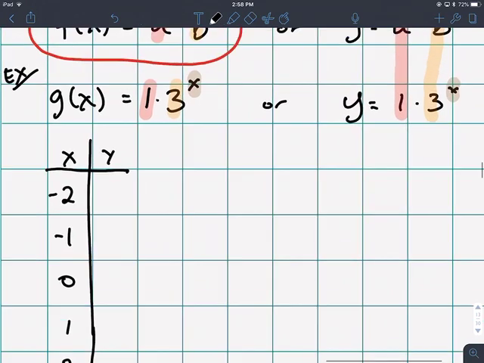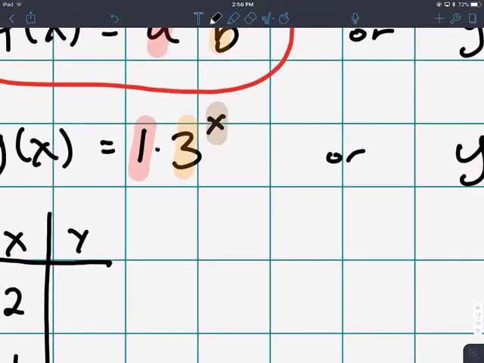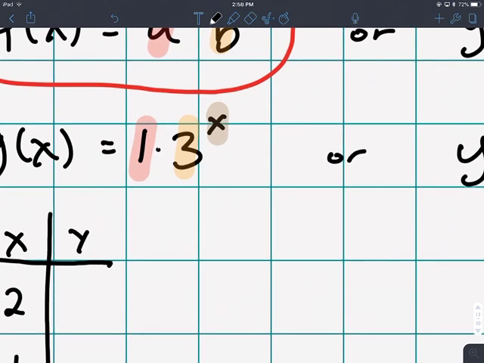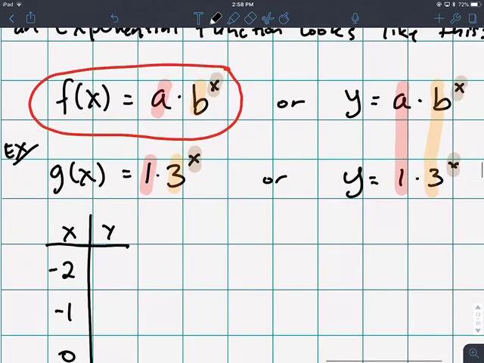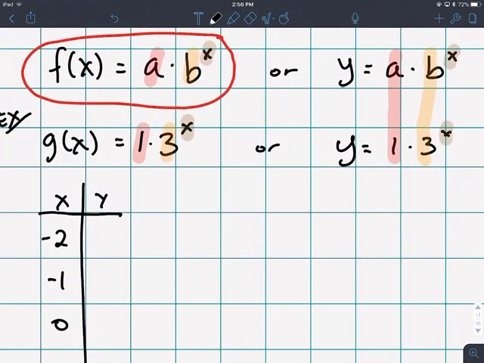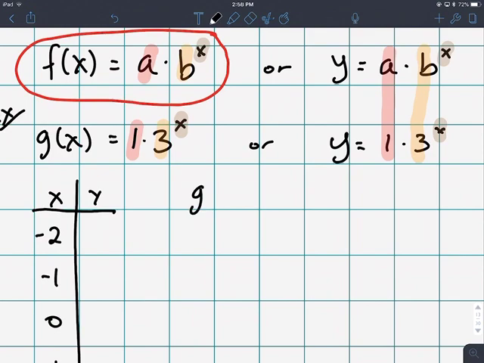So I don't have to write down the 1 anymore, because 1 times 3 to the x power doesn't have an effect, so that's why we don't see the invisible one. So I'm just going to leave it as g of x is equal to 3 to the x power.